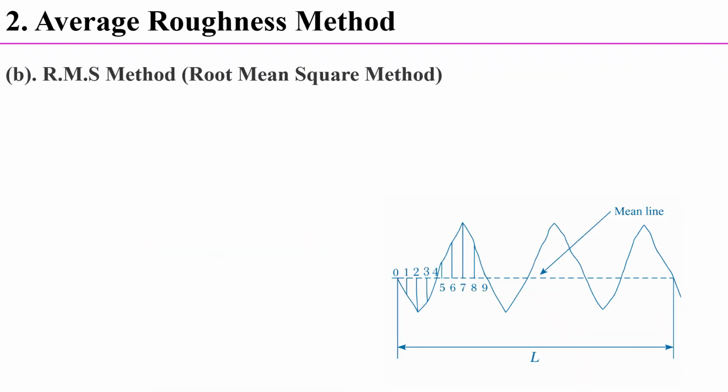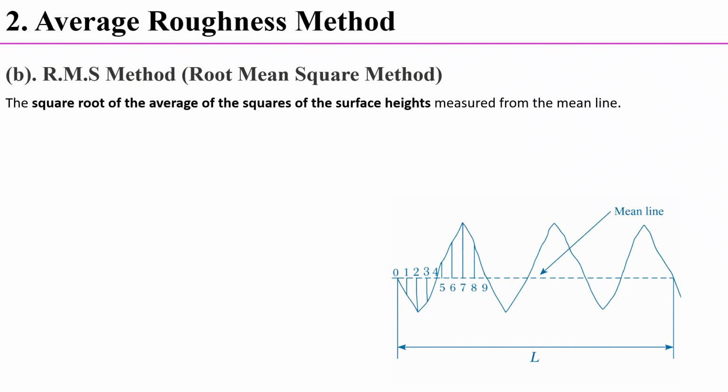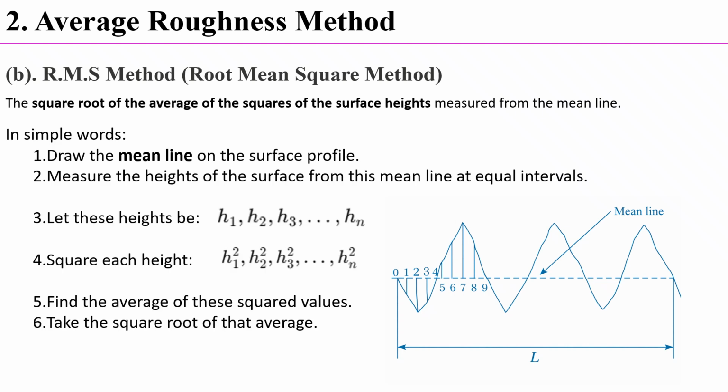The next method in the average roughness methods is the RMS method, that is the root mean square method. It is the square root of the average of the squares of the surface heights measured from the mean line. In simple words, first we have to draw a mean line of the surface profile, as observed in the schematic representation. Then we have to measure the heights of the surface from this mean line at equal intervals.